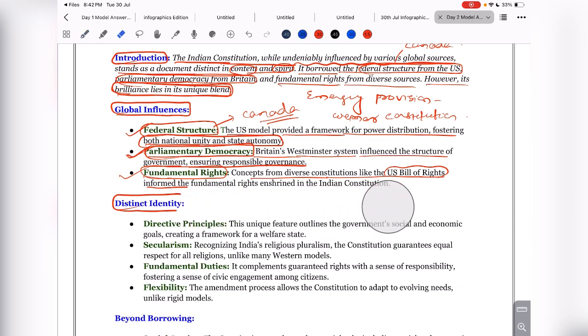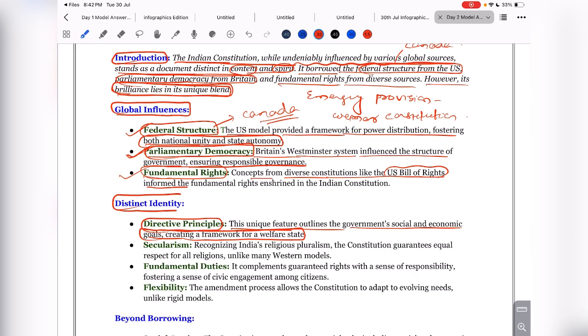So we need to discuss, for example, the directive principles. This unique feature outlines the government's socio-economic goals, creating a framework for a welfare state. Though we have taken the DPSP from the Irish constitution, we have suitably modified it as per the need of our own socio-cultural needs of our people.